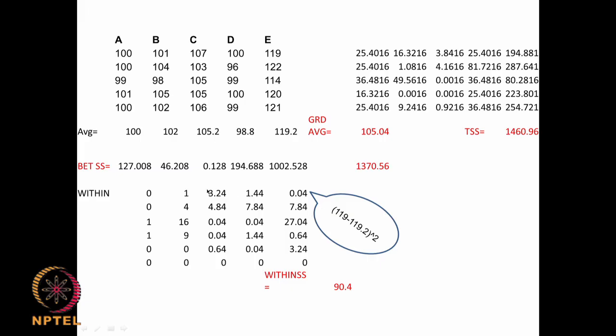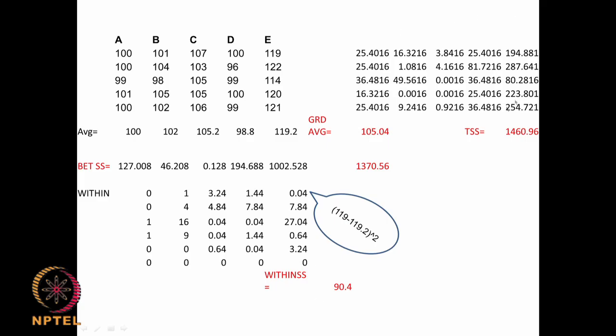Now, how do you calculate within sum of squares? That is simple. I said look at each one of the averages and then see for each term how much it is varying. So, 100 minus 100 square 0, 100 minus 100 square 0, 99 minus 100 square is 1, 101 minus 100 square 1, like that. So, this will be 119 minus 119.2 square, like that. Then add up all of them, that will give you within.